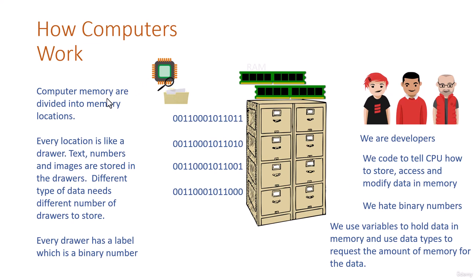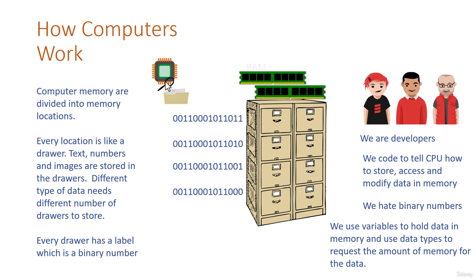Computer memory is divided into memory locations to store data, and every location is like a drawer. Text, numbers, and images are stored in the drawers, like this. Different types of data need different numbers of drawers to store. For example, if you want to store a single number, probably one drawer is enough. If you want to store a big image, it probably takes more than 8 drawers to do that.